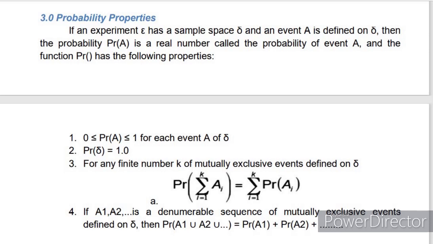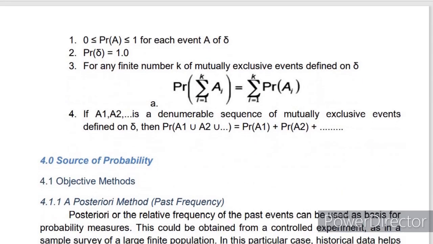If A1 and A2 is the numerable sequence of mutually exclusive events, so they are mutually exclusive, defined on delta, then the probability of the random variable A1 union A2 union and so on and so forth is equal to the probability of A1 plus, okay, if they are mutually exclusive, it should be addition, plus probability of random variable 2 plus, and so on and so forth.